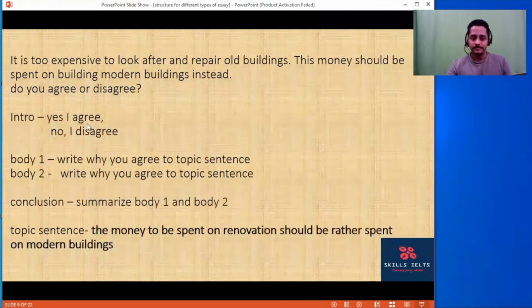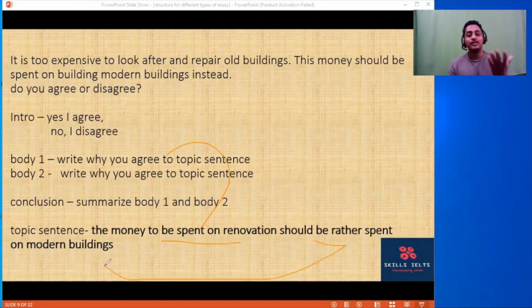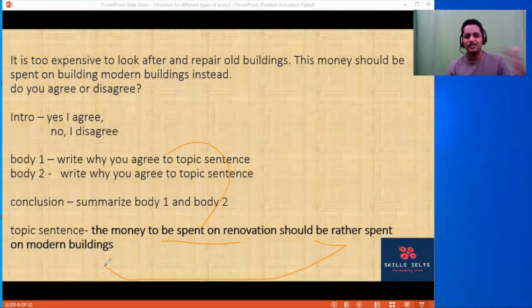This is the topic sentence. Why you agree to money that is to be spent on renovating the old building should be rather spent on modern building. That means you should write both of them. In a weighing machine, you should put the renovation and the modern building as well. You weigh them. Renovation, I think, costs too much. So in order to gain some profit or whatever, let's put the same money on modern buildings. It's economical. That's how you should write both of them. If you don't write, you don't get marks for it.